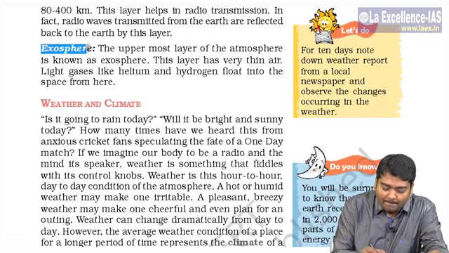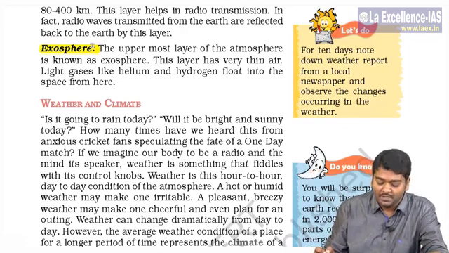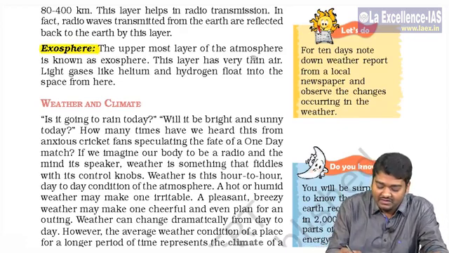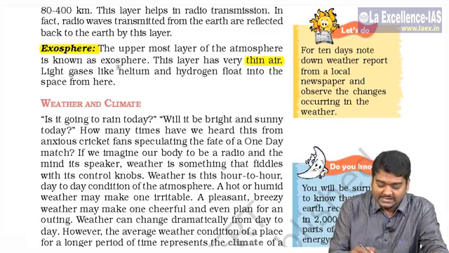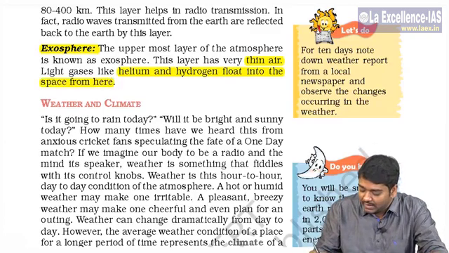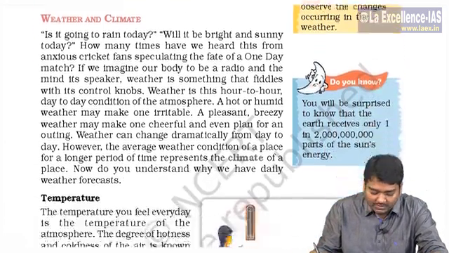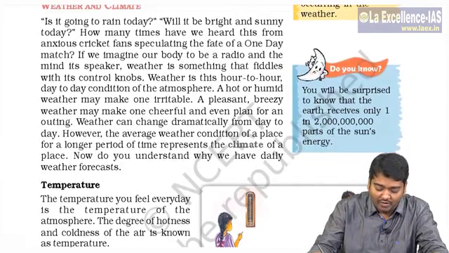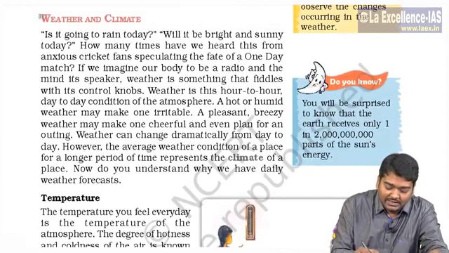Exosphere, the uppermost layer of the atmosphere. This layer has very thin air. Light gases like helium and hydrogen float into the space from here, right? Then it is very important for us to look at some of the basic definitions of weather and climate.